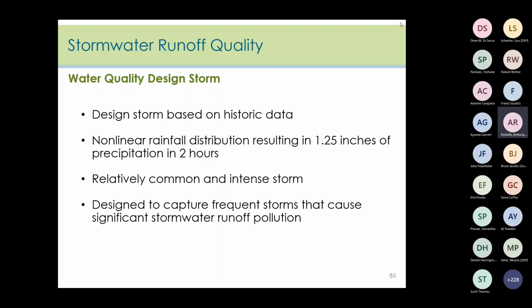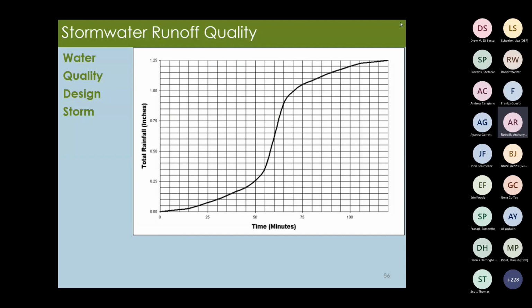Okay, in the previous modules, we talked about the water quality design storm, which is unique to New Jersey. It's the storm that introduces TSS into our collection systems and waterways. It's nonlinear in its distribution, and it's fairly intense. And here's a graph depicting the total rainfall from the water quality design storm versus time. As you can see, the storm event begins gradually, with the most intense portion of the storm occurring in the middle portion of the storm's duration, and then the storm tapers off towards the end.